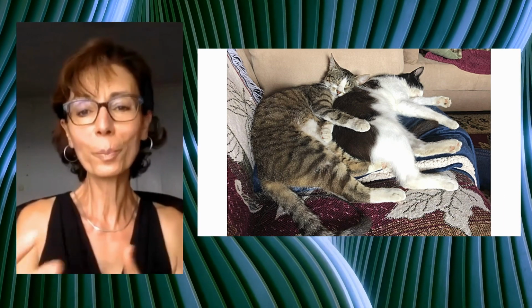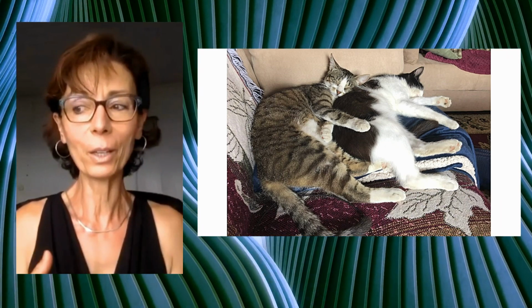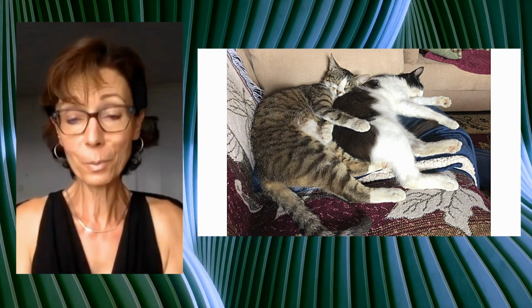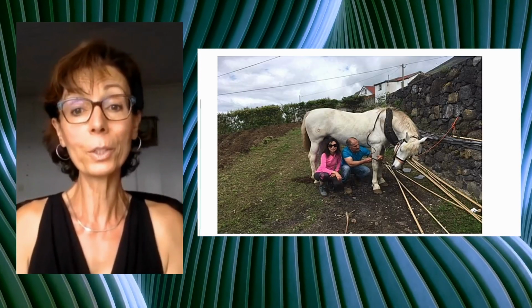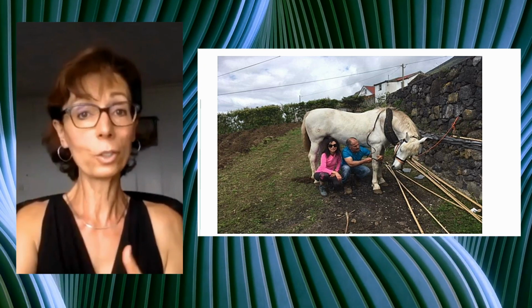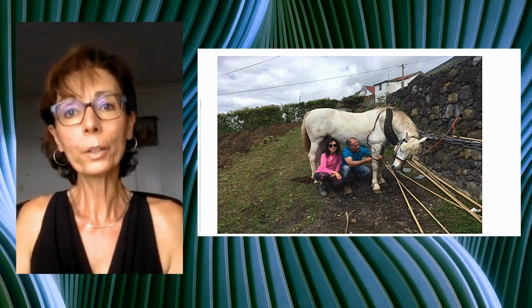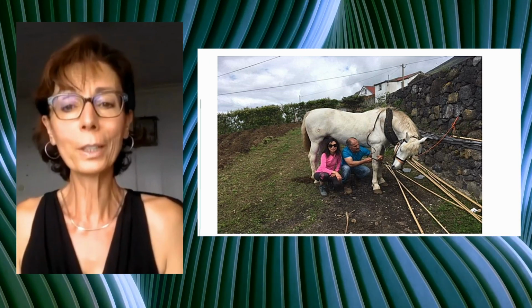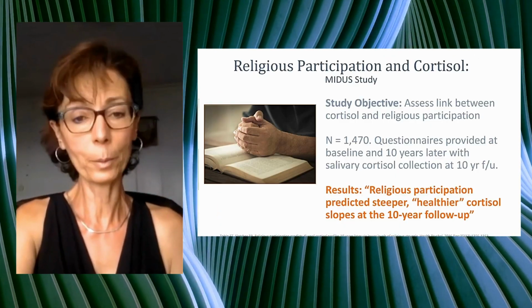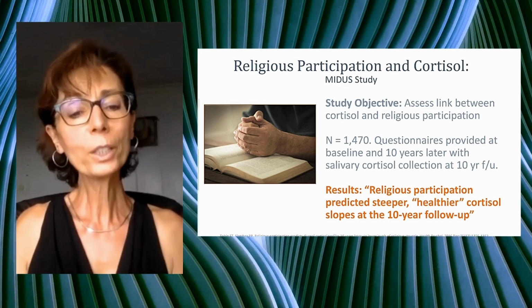And what about pets? I'm always really impressed how loving a relationship my two kitties have. It's a male and a female. And we have studies looking at small animals as well as large animals, such as horses. This is with I-Ching here, who is amazing. The literature out there shows help with decreasing cortisol levels, whether it's large animals or small animals. Religious participation.